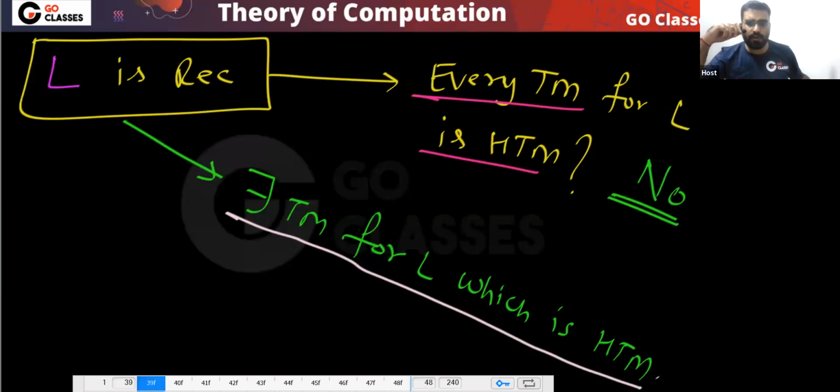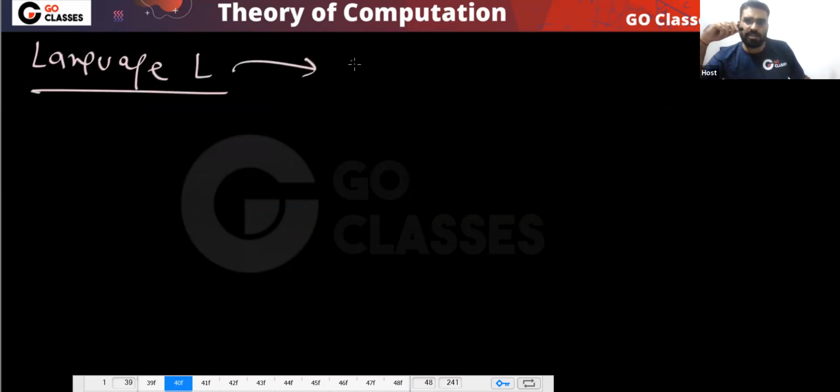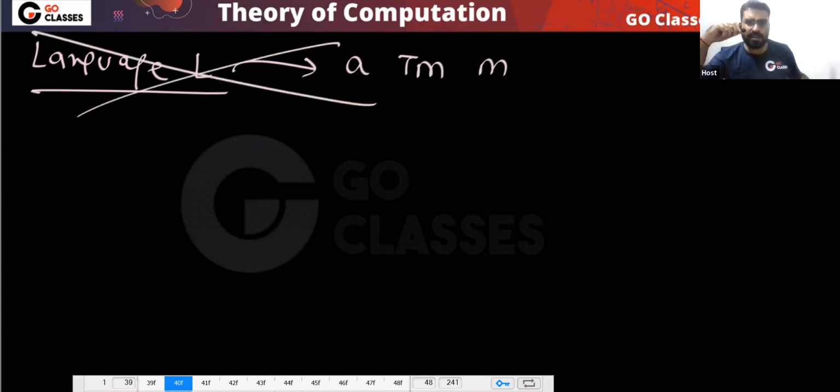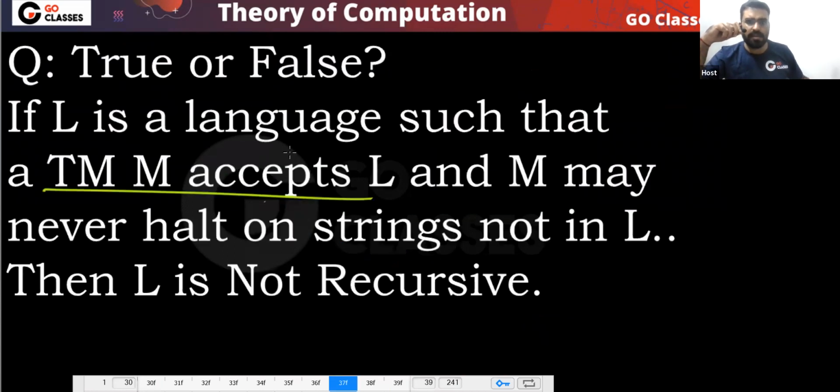Now, let's assume you have this information. There is a language L, for which there is a Turing machine M that accepts it. Some Turing machine M accepts. Now, read this. Tell me, can I say L is not recursive? So this statement is false. Is this clear? This statement is false.